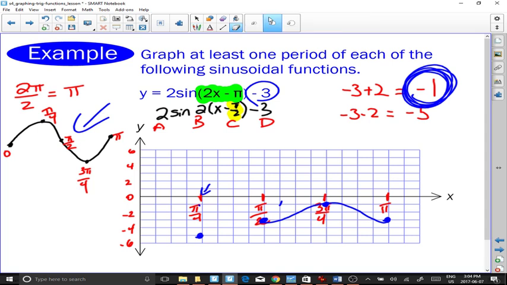So I'm going to MacGyver this curve a little bit. Oh, I don't want to do that. I don't want my highlighter. Okay. Good. And now, what will it be at the very beginning? What's the y value going to be at the very beginning? -3.